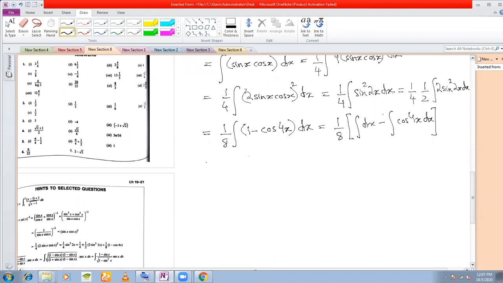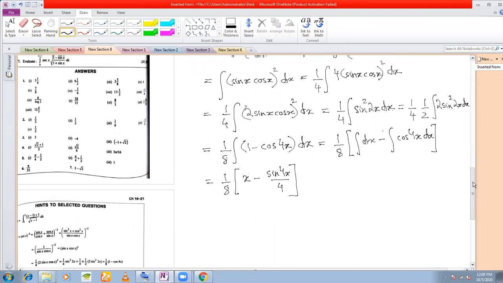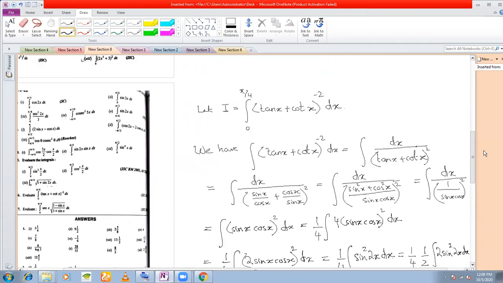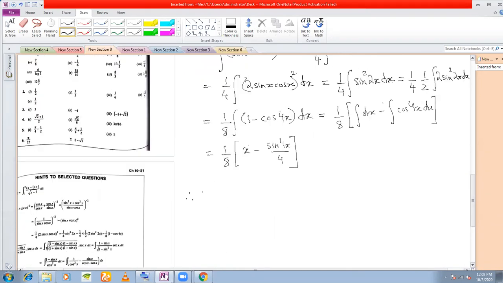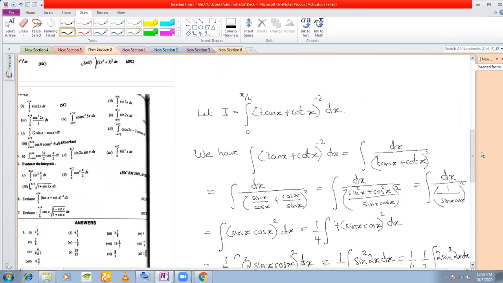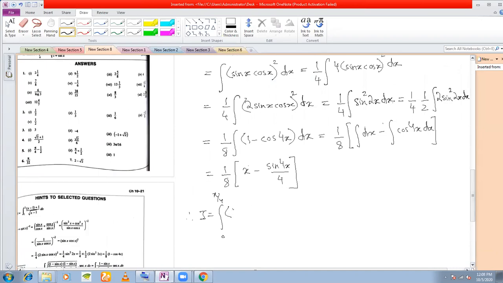So this will become 1/8 of x, and what is the integration of cos 4x? It is sine 4x by 4. So we have evaluated this as an indefinite integral. Now we'll evaluate the definite integral. Limits are 0 to pi by 4. So therefore, I is equal to integral 0 to pi by 4 tan x plus cot x to the power of minus 2.